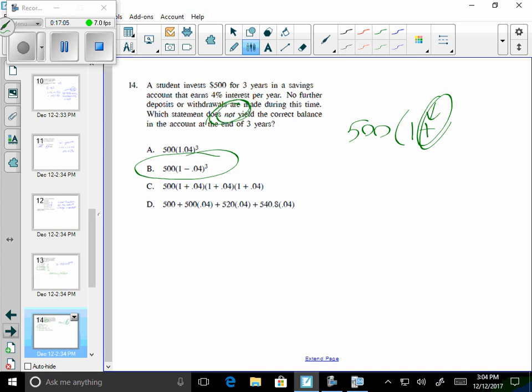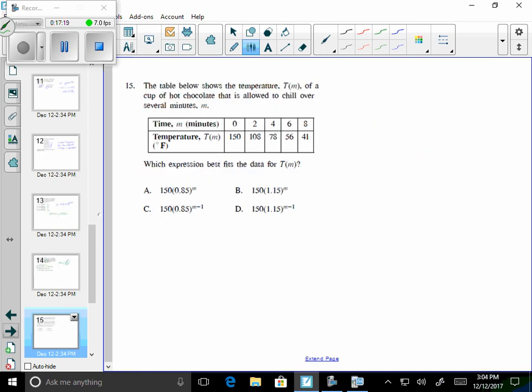That's choice B. This is a decay function. You'd be losing money in choice B, and we know that when we invest in accounts, we make money. All right, so we have to eliminate choice B. That one does not yield what we need.